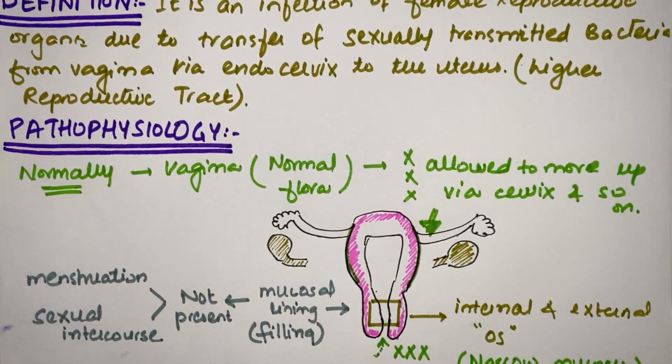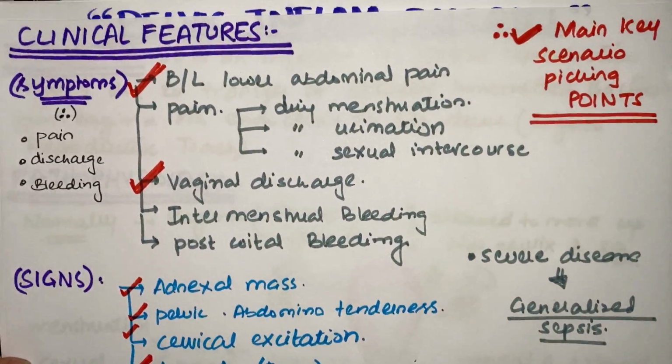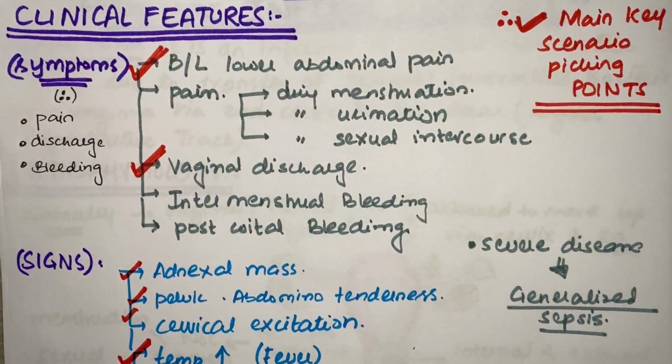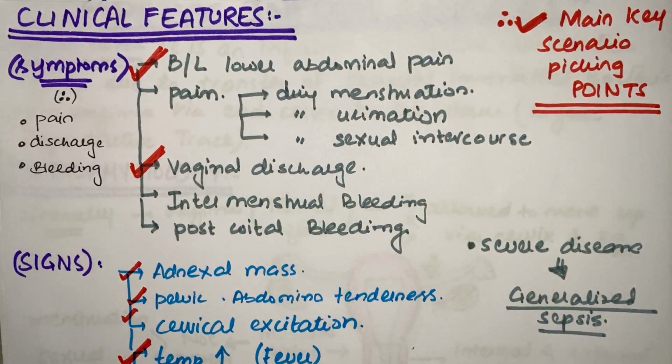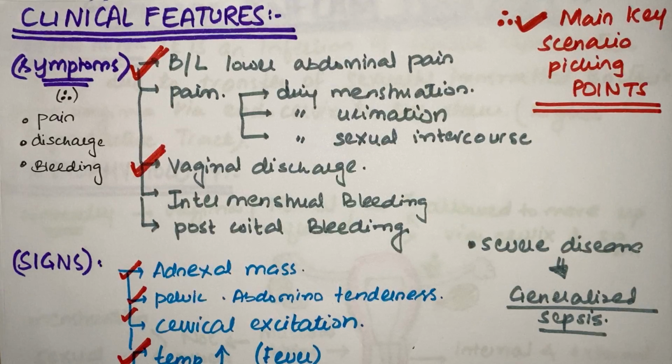Fine. Moving on, how will the patient present to us? We'll talk about the clinical features. Now in clinical features, first of all, for remembering symptoms, just remember three things. The patient will have pain, the patient will have discharge, and the patient will have bleeding. Fine. Now what will be the pain? The characteristic point is that there will be bilateral lower abdominal pain.